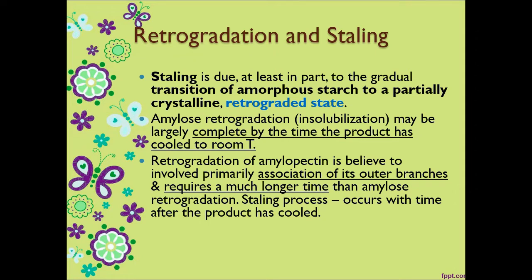Now the staling of the bread is due to the transition of the amorphous starch to a partially crystalline state, and that is what we call retrogradation or retrograded state. The amylose retrogradation or insolubilization may be largely complete by the time the product has cooled to room temperature. So it means when the product has completely cooled to room temperature, there is complete retrogradation of the amylose.